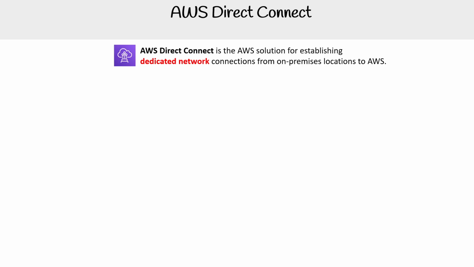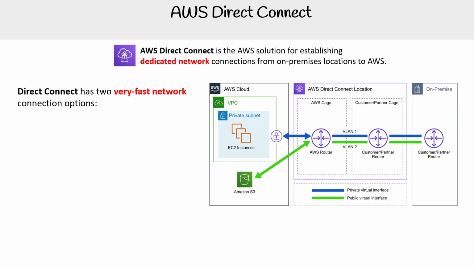AWS Direct Connect is the AWS solution for establishing dedicated network connections from on-premise locations to AWS. And we have this beautiful diagram to show what that connection looks like. The whole point of Direct Connect is establishing very fast network connection options.